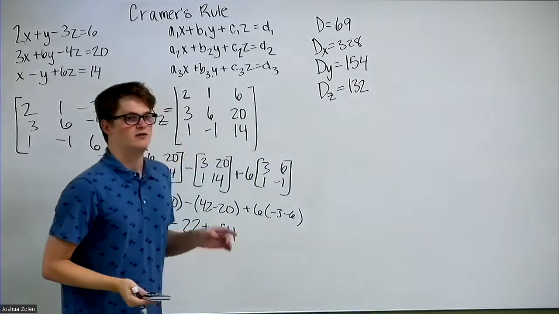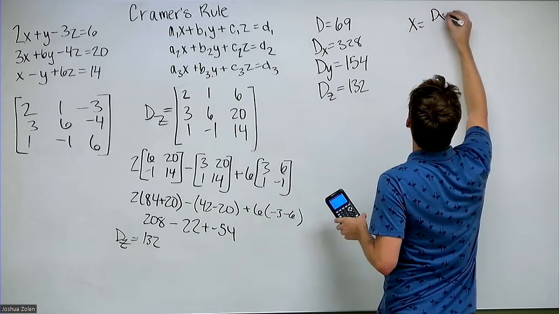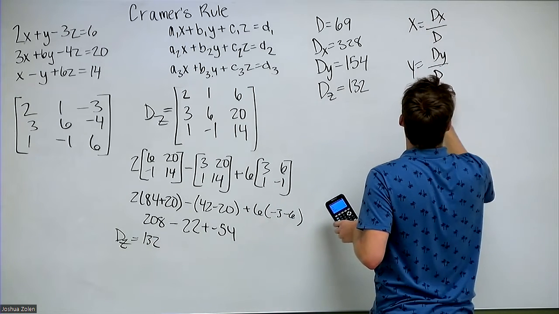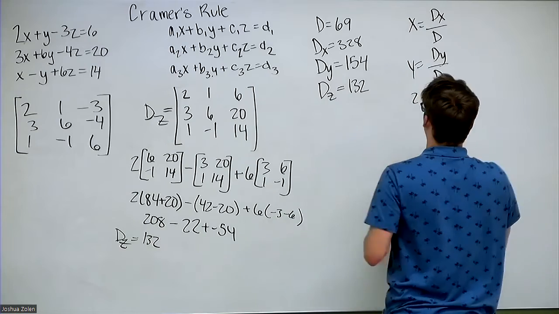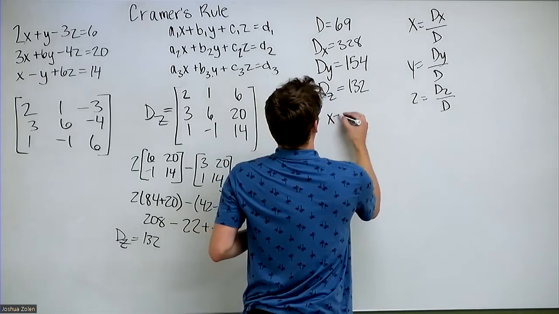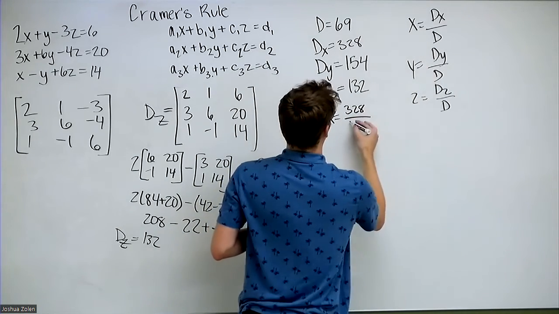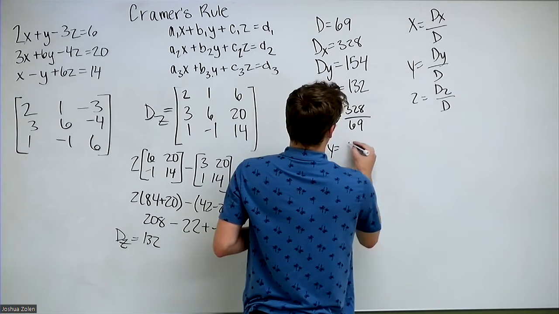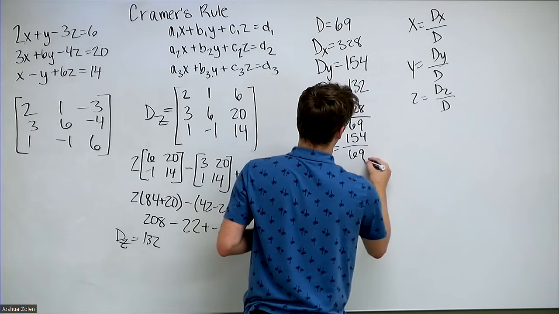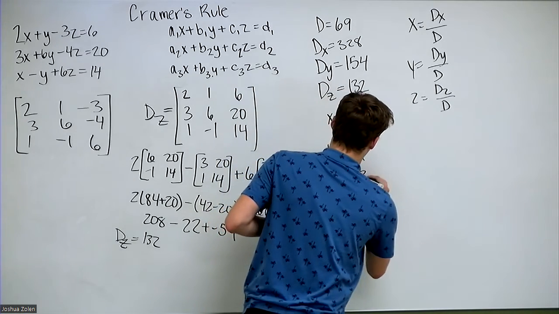Okay, so now if we go back to our original equation, which I wrote up here, we have x is equal to the determinant of x divided by the determinant. Same thing for y, and same thing for z. So now we have all of our four numbers that we need, and we're just going to plug them into the equation. So x is equal to the determinant of x, 328, divided by the determinant, which is 69. Y is equal to the determinant of y, which is 154 over 69, and z is equal to 132 over 69.